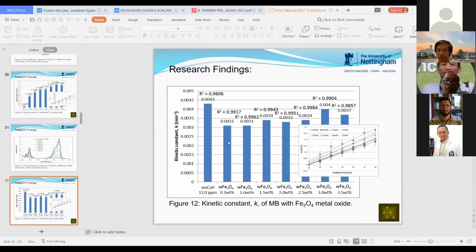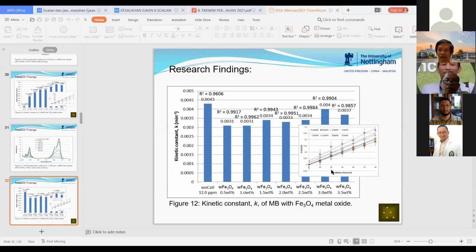But of course, we don't really take that into consideration, because our objective is to produce the magnetic material. We just want iron oxide to help our zinc oxide or titanium dioxide to be a magnetic photocatalytic material. Although the rate is lower, we can see that 3 weight% of iron oxide gives the highest degradation rate.